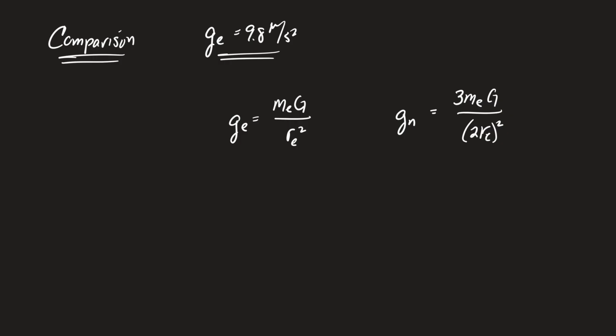Step 2, pull the modifications away from the base formula. So I'm going to pull the 3 out. I'm going to square that 2 and pull the 4 out. What I should be left with is the base formula.